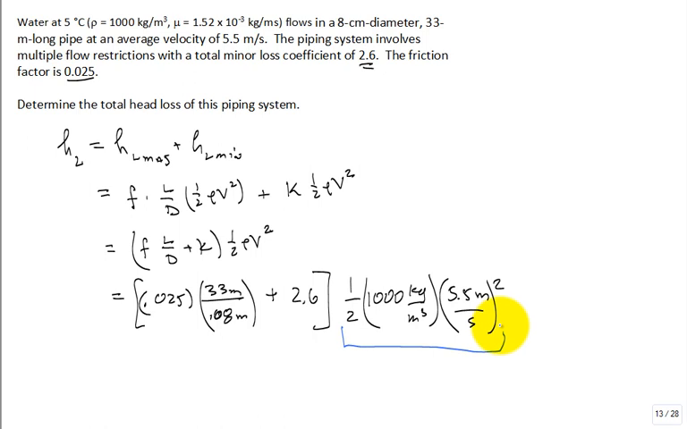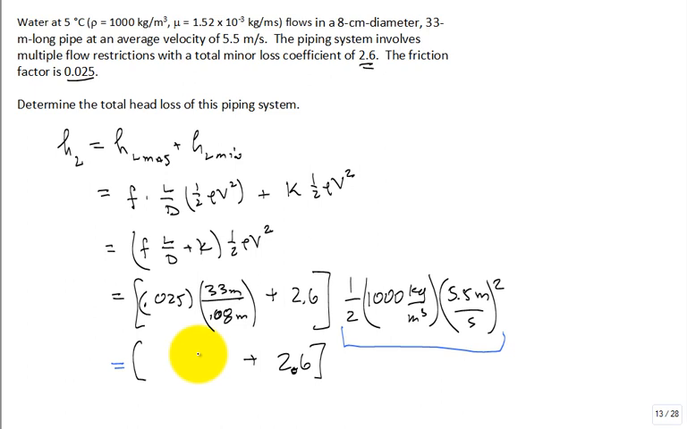Then I run it. So let's do this. Somebody give me three numbers. I would like to know this number plus the 2.6. So what's that number right here, this f L over D? That looks like pressure loss.